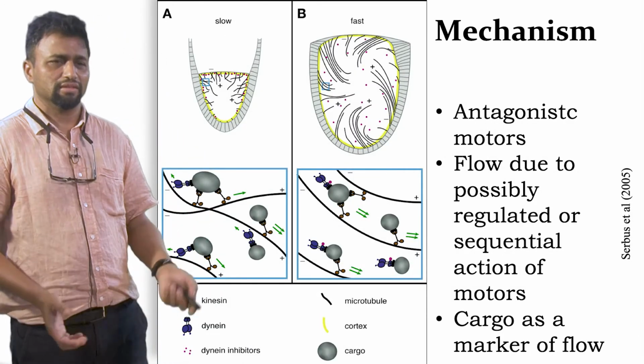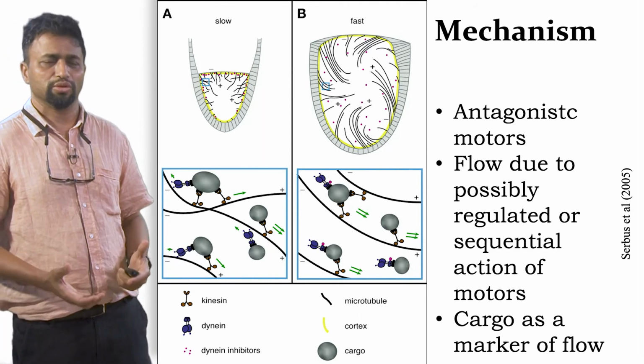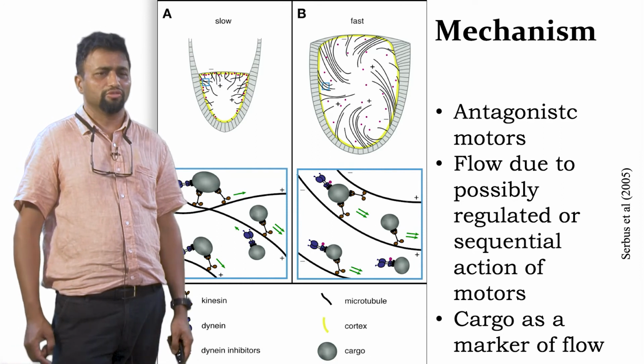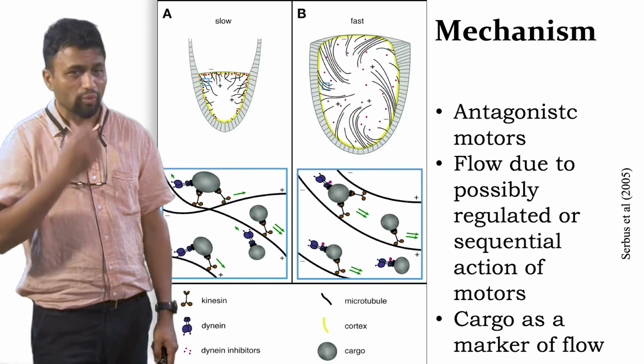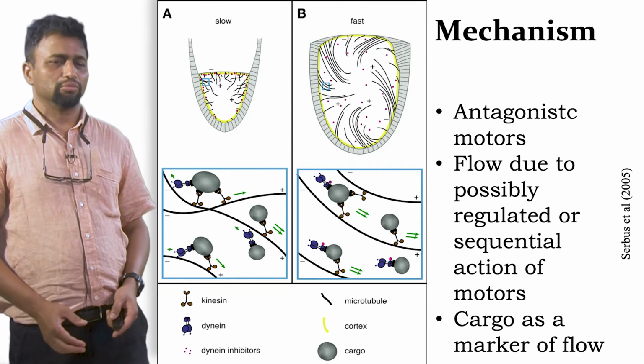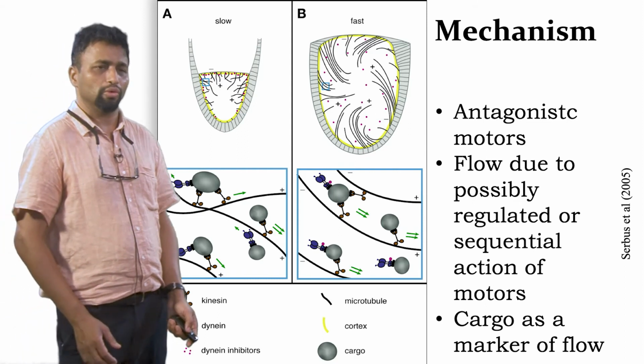Currently, the mechanism by which the flow itself is generated, remember we were talking about biological fluid flows, is that there is an antagonism of molecular motors with sequential actions of cargoes and motors, and the cargo itself can be used as a marker of flow.